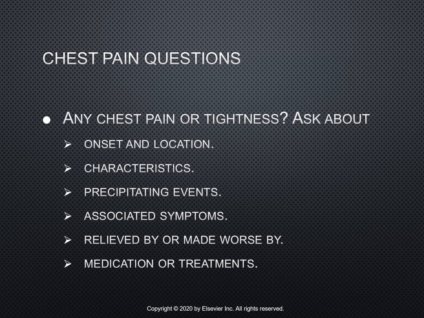Okay, we ask the patient, have you experienced any chest pain or any tightness? If so, then we ask about onset and location, characteristics. What was going on before we had the chest pain or tightness? What other symptoms did you have with that? What was it relieved by or made worse by? Were you active when the chest pain or tightness happened, and when you stopped exercising, it went away? Or did it make it worse? So are you on medication or any treatments? Did you take any medication or any treatments during the chest pain or tightness?